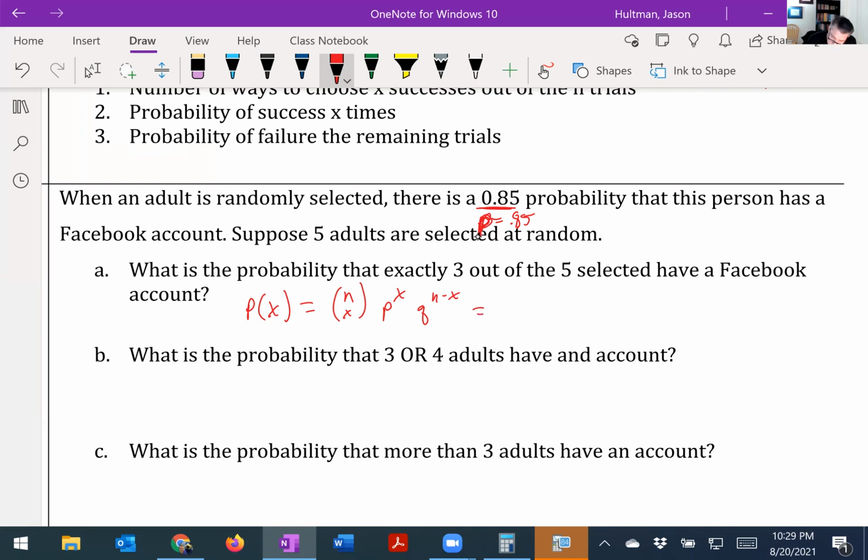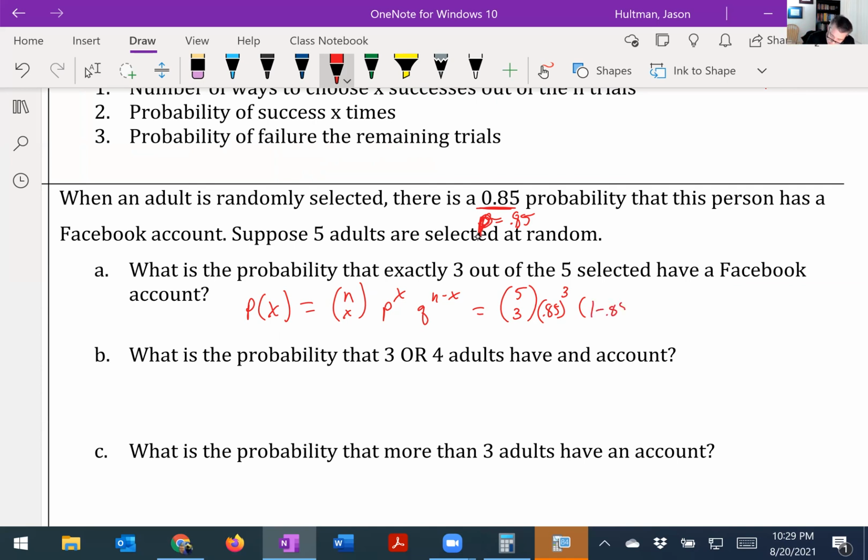Okay, so N choose X, where N is the total number of trials or people selected here, and that's 5. N is 5. And we want to know exactly 3, so this is going to be 5 choose 3. P to the third, well, what's P? P is 0.85 to the third, times Q. But what's Q? Q is how I get to 1, right? If I add 0.85, how much am I going to need to get to 1? Or what's 1 minus 0.85?